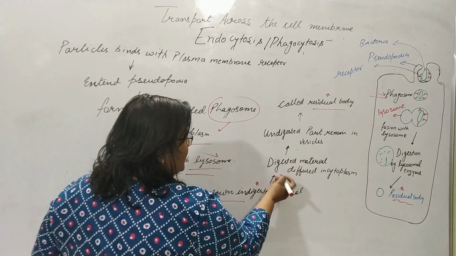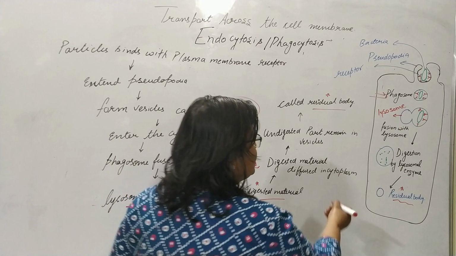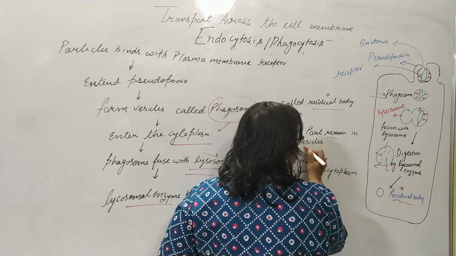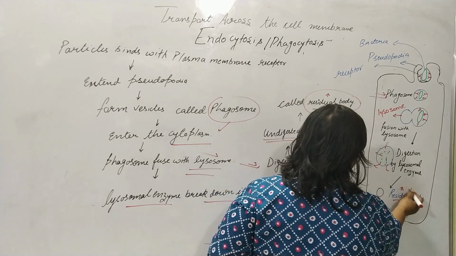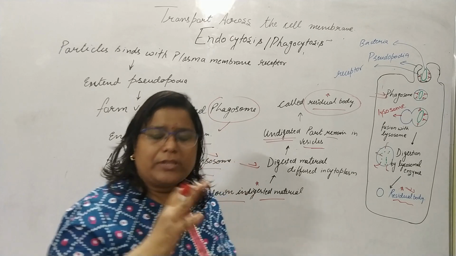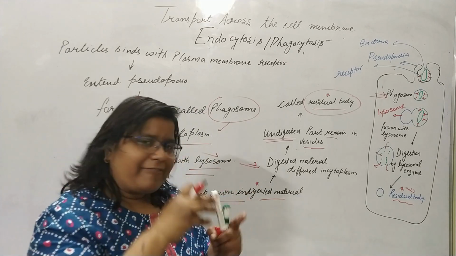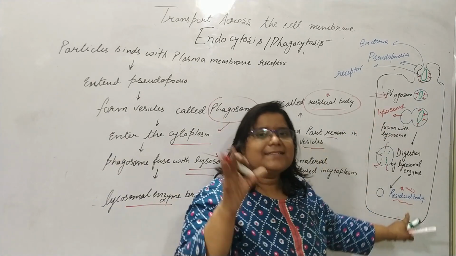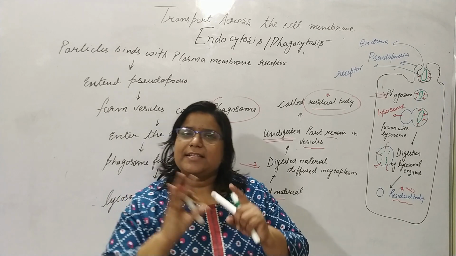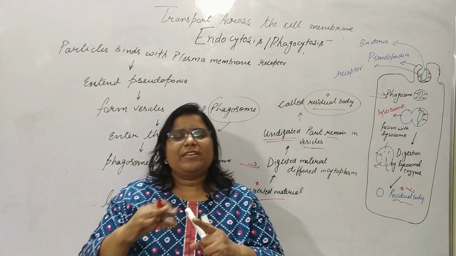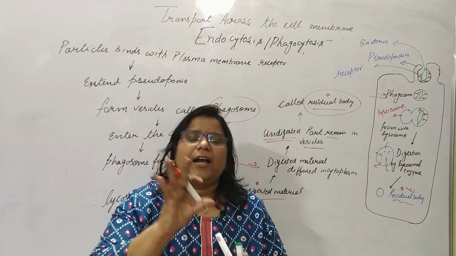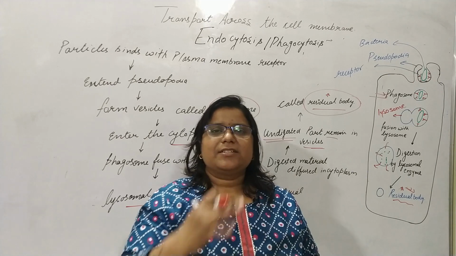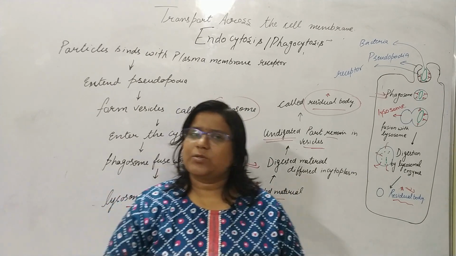Here the digested material diffuses in the cytoplasm, and the undigested part remains in the vesicle, and that part is known as the residual body. The residual body is just a phagosome which has only the undigested part. This residual body is thrown out of our cells with the help of exocytosis.